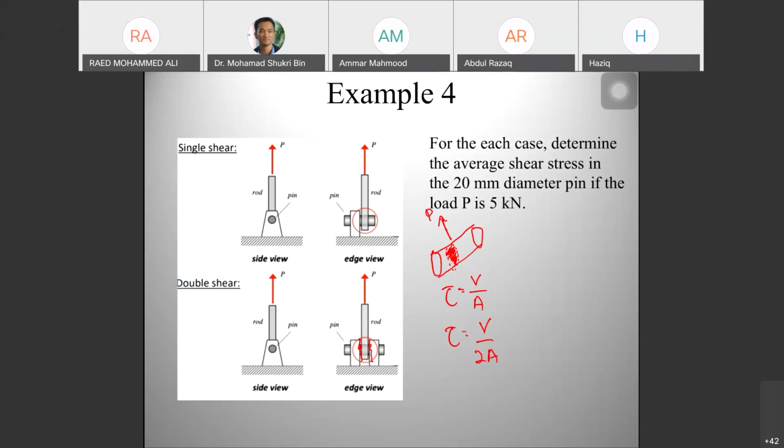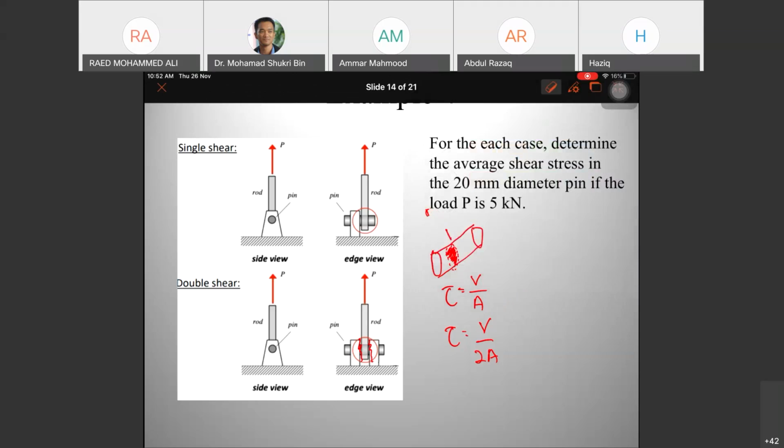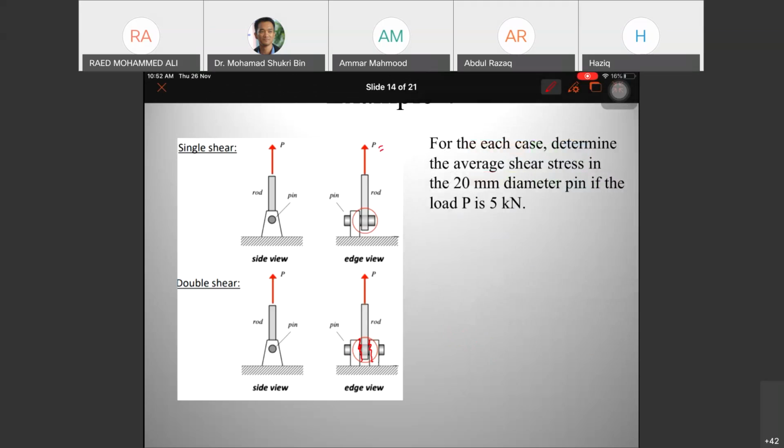Look at the equation and look at the question. For each case, determine the average shear stress in the 20 mm diameter pin if the load is 5 kilonewton. Let's say this P is 5 kilonewton, and this one is also 5 kilonewton.